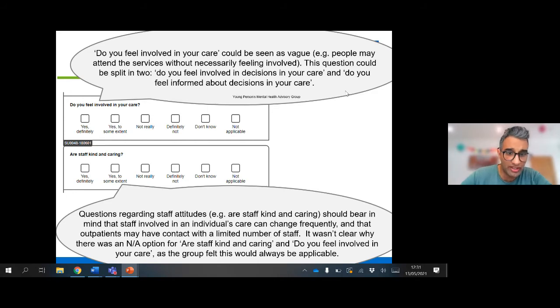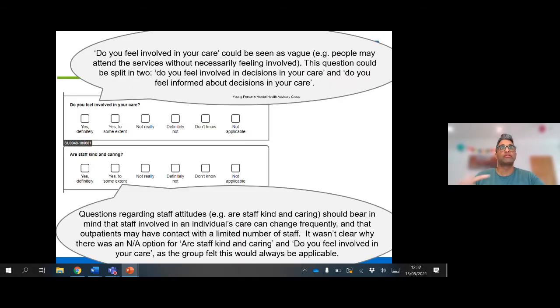Here, "Are staff kind and caring?" Questions regarding staff attitudes should bear in mind that staff involved in a person's care can change frequently, and that outpatients may have contact with a limited number of staff. So it wasn't clear, and also it wasn't clear why there's an N/A option. It's always going to feel applicable. You can always answer that question. So you can see how the YPAG, given this information, went back to the senior management team and to the patient experience team within SLaM. They're taking it on board and redefining it.